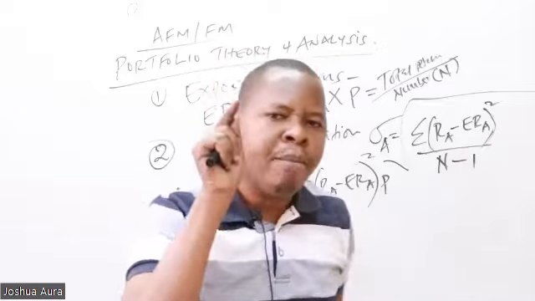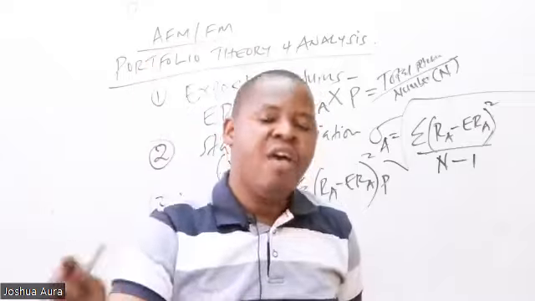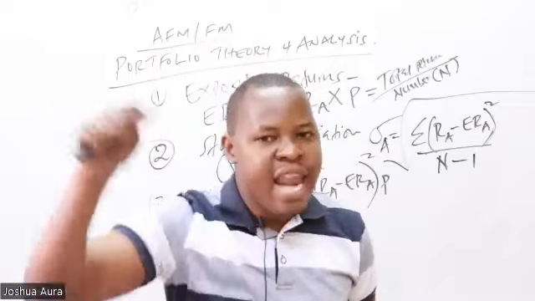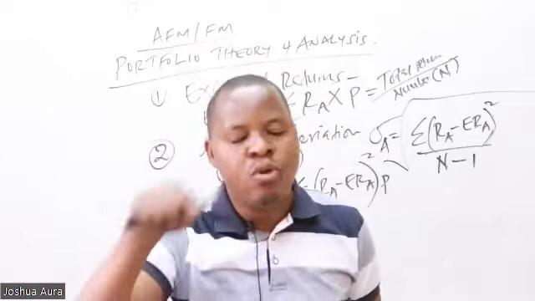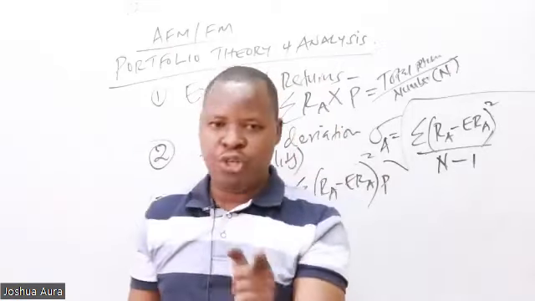When not given probabilities, we get the average. You take the total returns, then you divide by their number. Same applies to standard deviation.